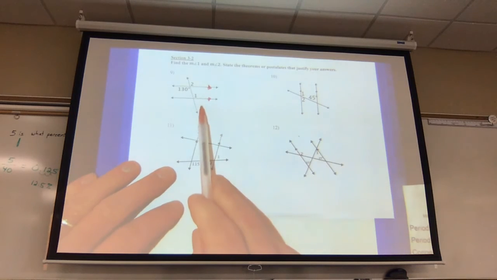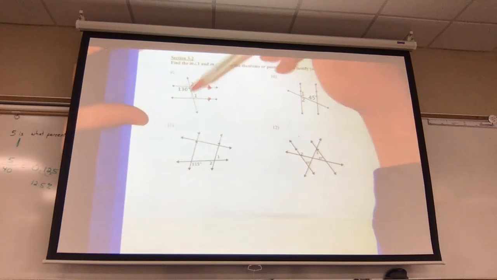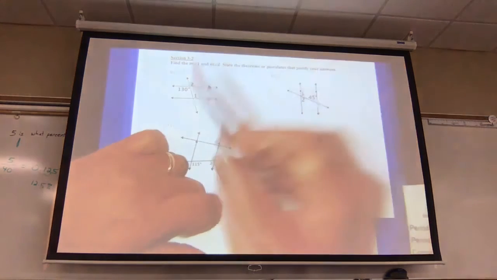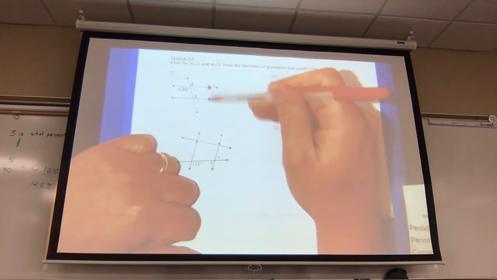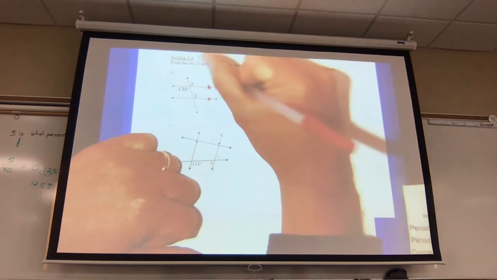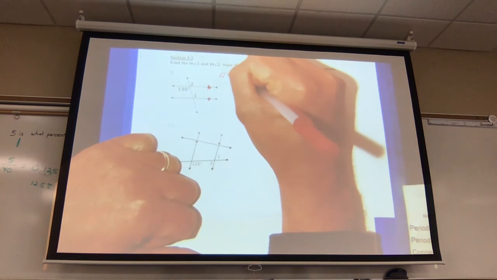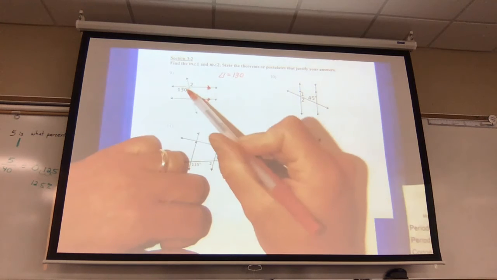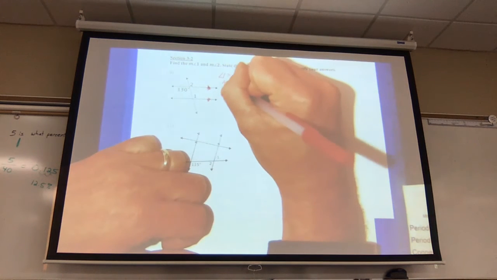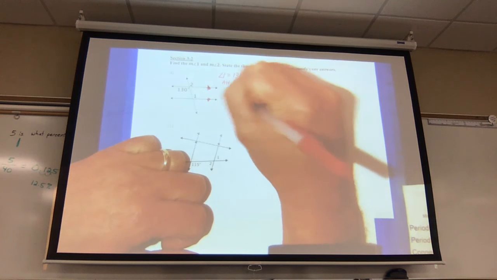So I'm going to start here on number 9. When I look at number 9, I'm going to start with angle 1. Angle 1 and the 130, those two are alternate interior angles. Since our lines are parallel, we know alternate interior angles are congruent. So angle 1 is going to be 130. And we just said they're alternate interior angles, so my reason would be alternate interior angles theorem.